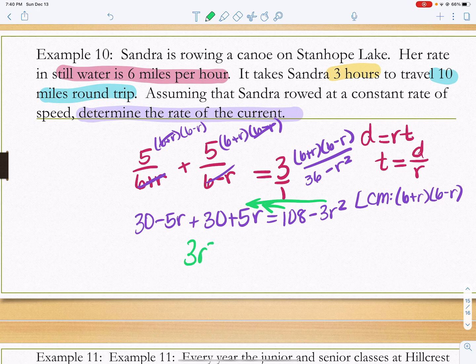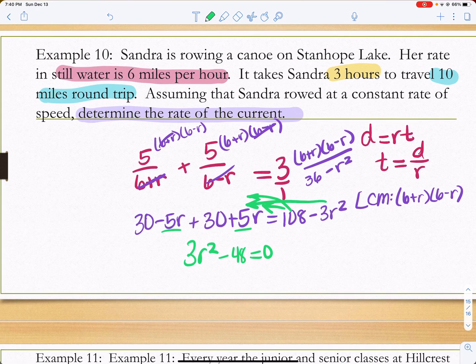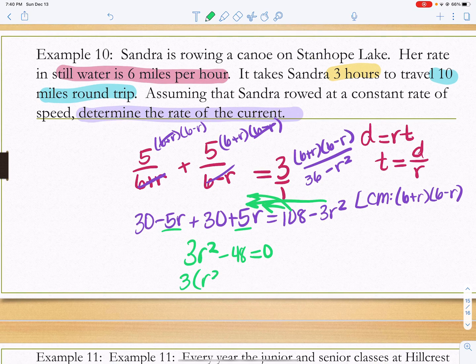So I'd have 3R squared. Then I have a minus 5R and a plus 5R, so those cancel. And then I have 30 plus 30 minus 108 because I'm going to bring that over this way. And I get a negative 48 equals 0. So from here, I could factor out a 3. So wouldn't that give me R minus 4, R plus 4?